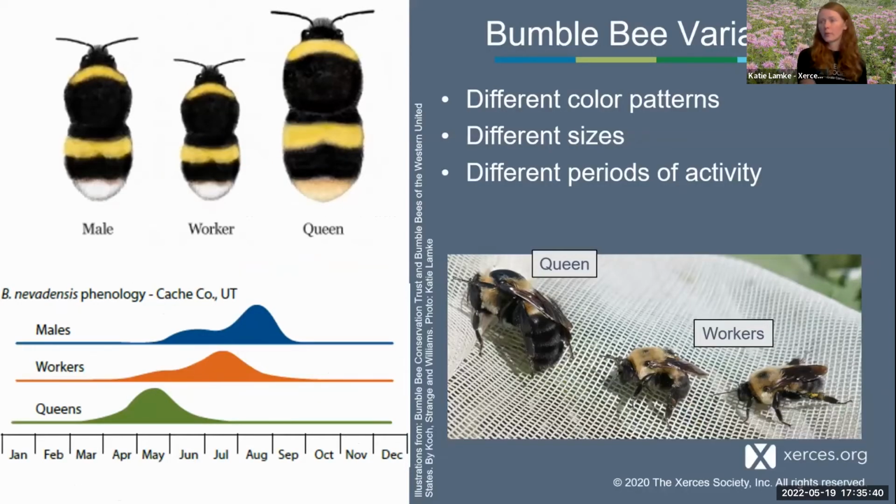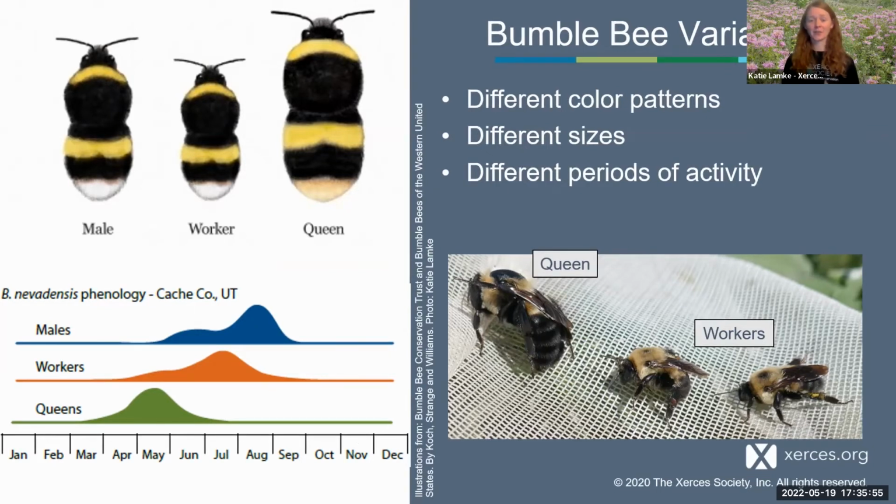So when we go through bumblebee identification, it's good to keep in mind that not every bee is going to match the pattern that's on the identification sheet, right? Bumblebees have different color patterns within species, and sometimes between queen and worker and male bees. They can have different sizes of bees. Their periods of activity can be different. So there's a lot of variation within the bumblebees, and there will not be one perfect example out there.